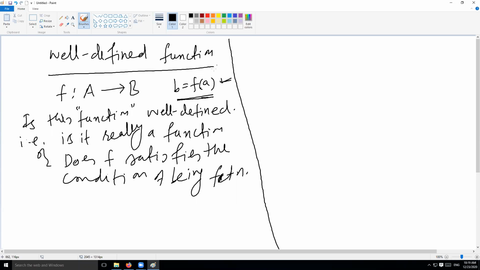So in order to prove a function well defined, let me give you an example. Imagine I have a relationship from Z, the set of integers, to say positive integers. And I give you a formula f of x equal to negative x squared. Is this a function? No, sir. Why not?